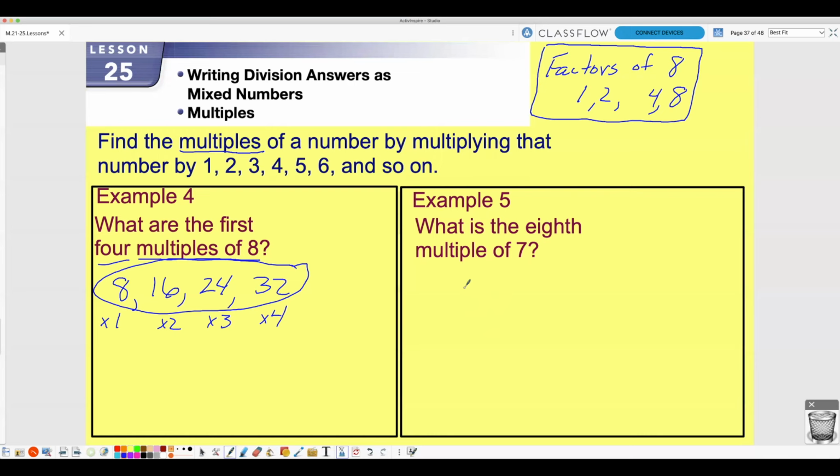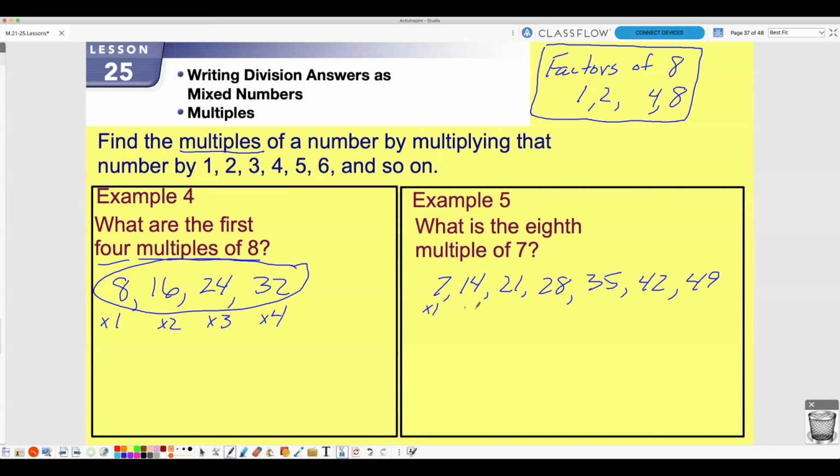Example 5, what is the 8th multiple of 7? So I actually need to do the multiples of 7 all the way up to the 8th one. So it'd be 7, 14, 21, 28. Then I go from there, that's the first, second, third, fourth. The 5th one is 35. 6th one is 42. The 7th one would be 48, 49, excuse me.